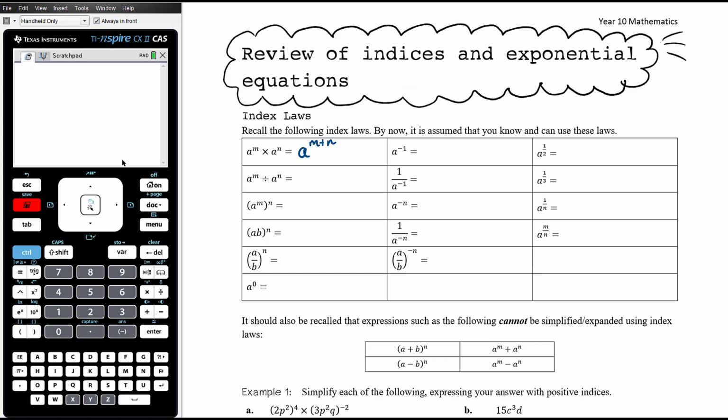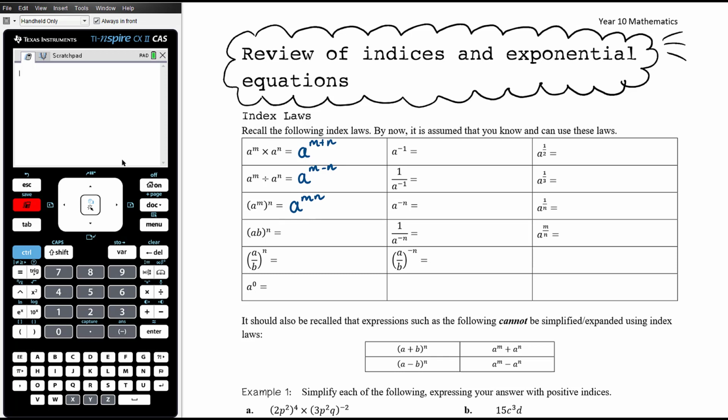Okay, so a to the power of m divided by a to the power of n. So when we're dividing two powers with the same base, we can subtract the exponents. So this would be a to the power of m minus n. When we have one power after another, so a to the power of m and then that to the power of n, we can multiply those exponents. So a to the power of m times n.